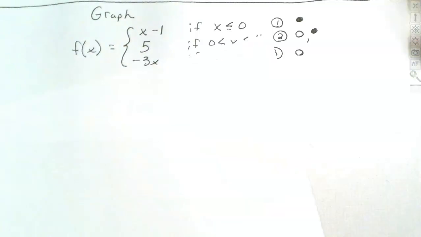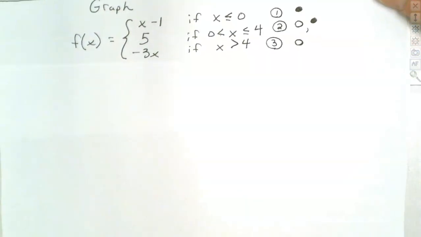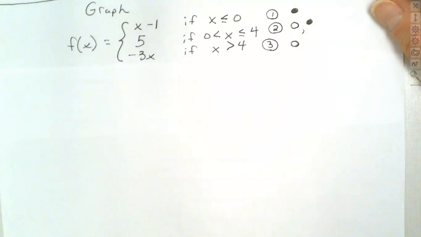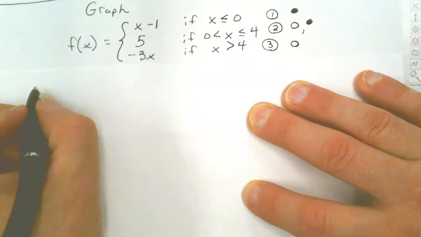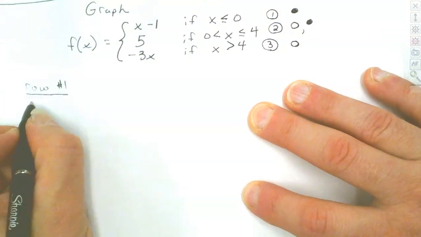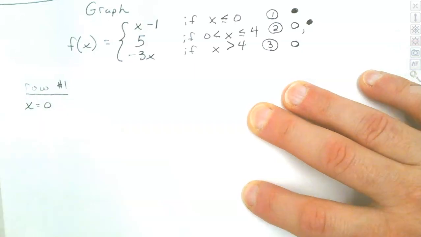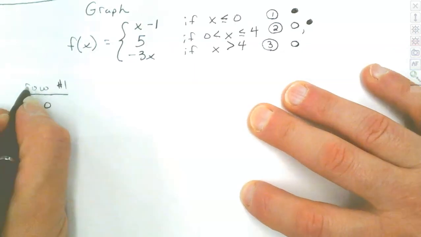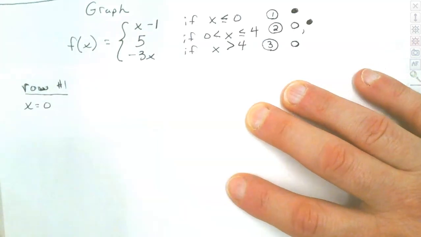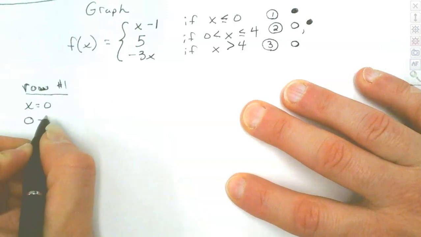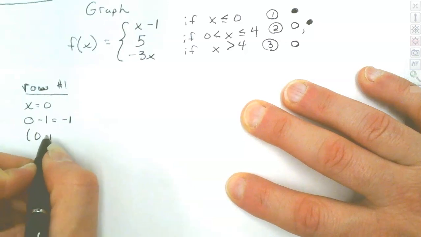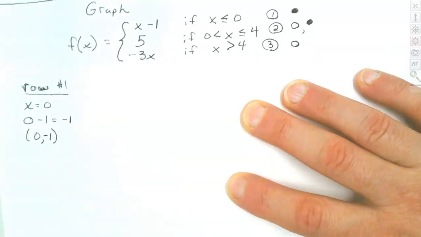Okay, so now we're going to graph each one of these individually. And we're going to start with row 1. We plug in that value that's provided, so we plug in that 0. So row number 1, we plug in x equals 0 here. And that's going to go in row 1. And when we plug in 0, what do we get? We get 0 minus 1, which is a minus 1. Now my ordered pair is 0, minus 1.